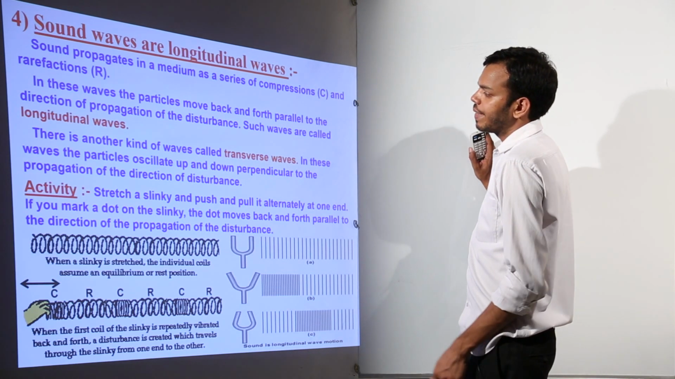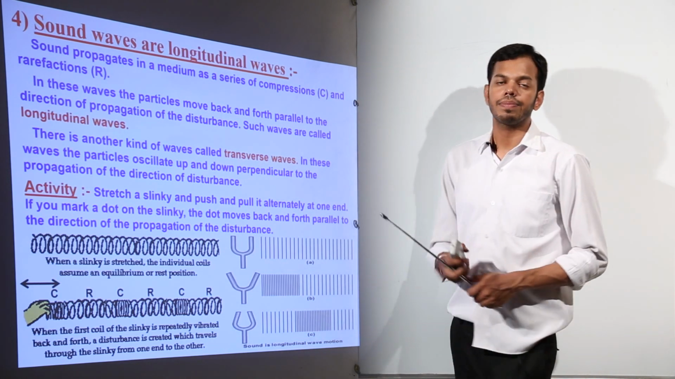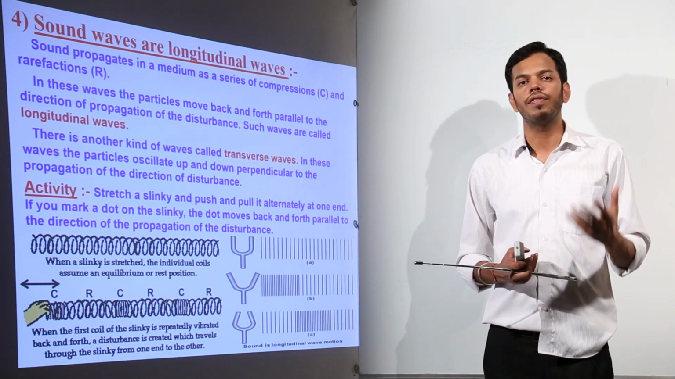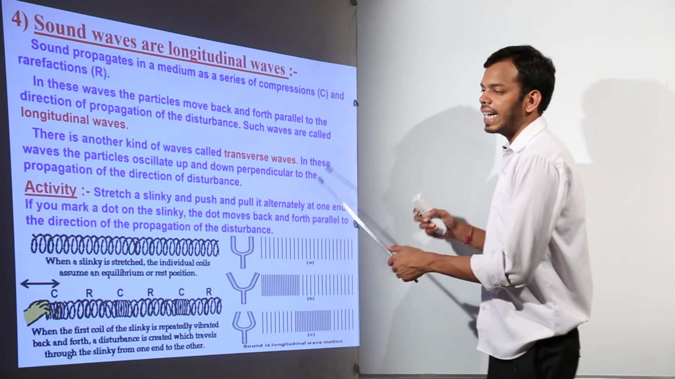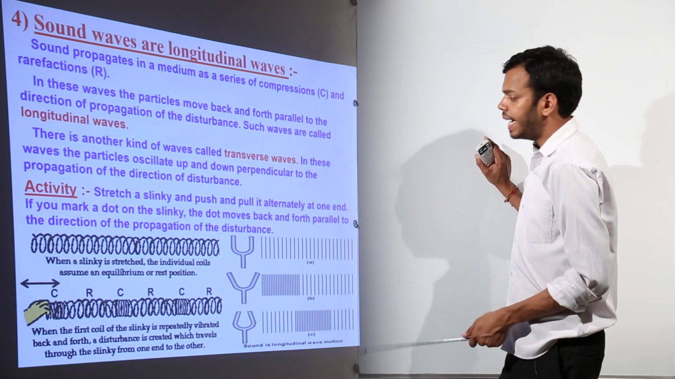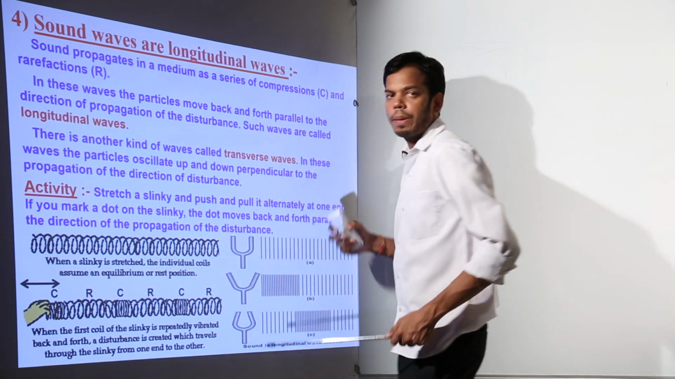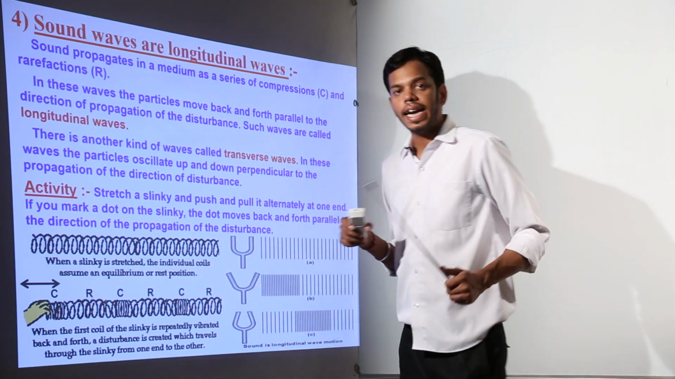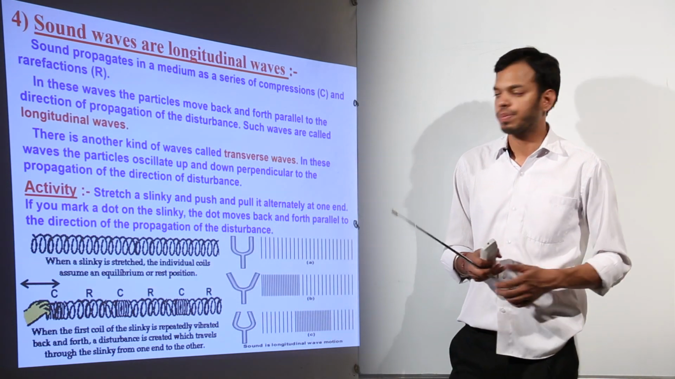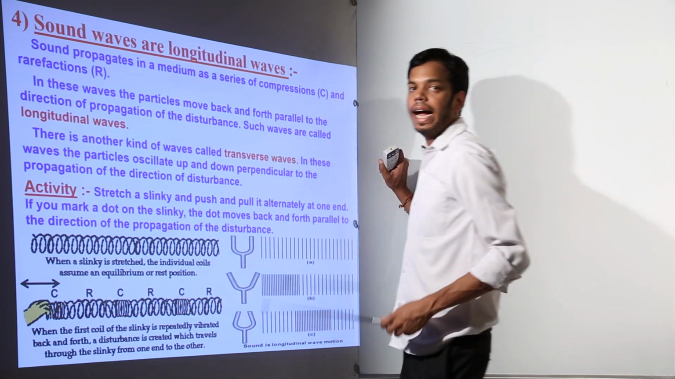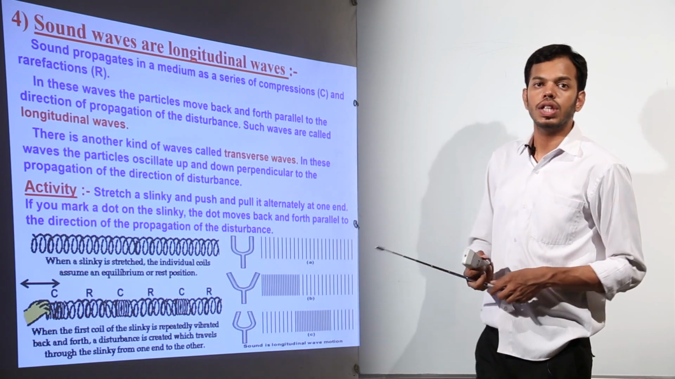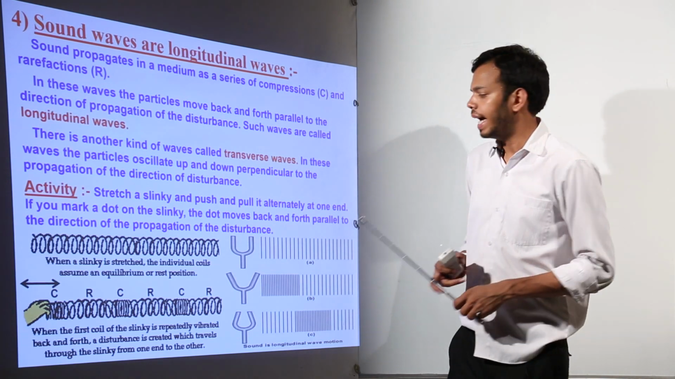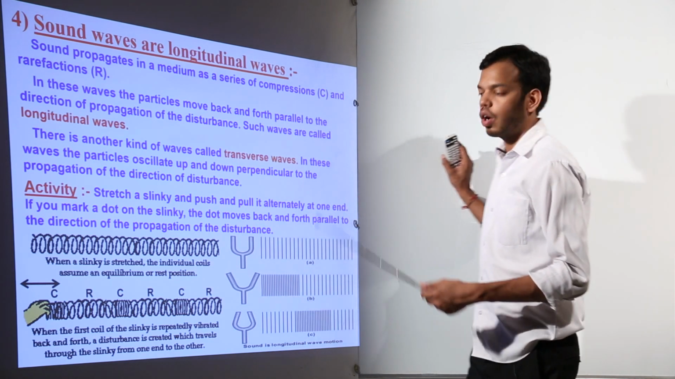So activity is, do you know what slinky is? Slinky is a toy, basically a very long, soft, elastic spring, and that slinky, stretch it and keep giving it repeated pushes. So that will create compressions, and that compression, due to the elastic nature of the spring, will be moving forward and leaving behind a rarefaction. So these compressions and rarefactions follow in alternate order, and this is how you can see that this is how sound also travels.